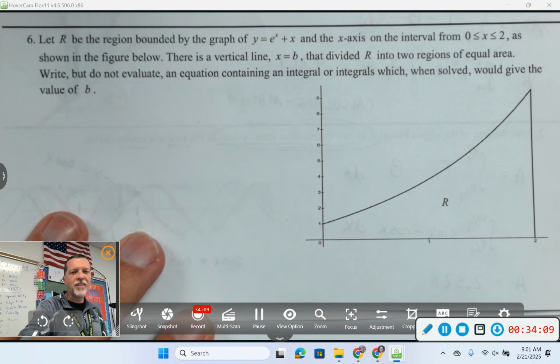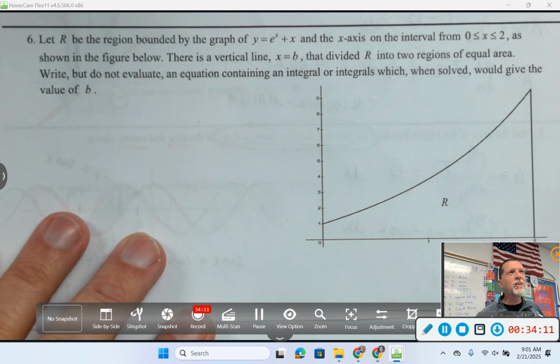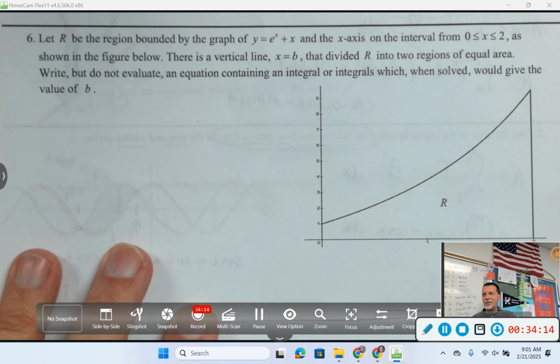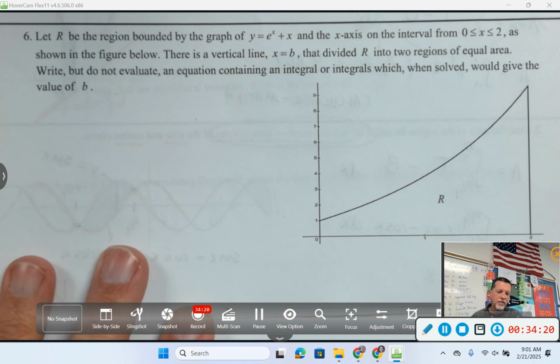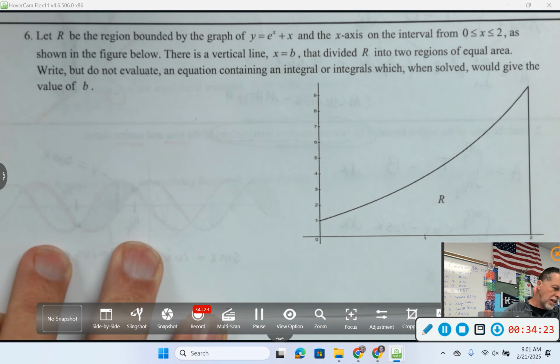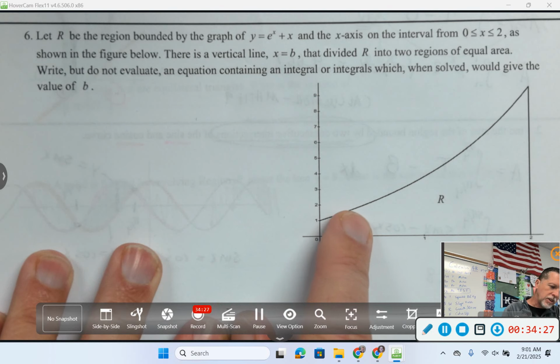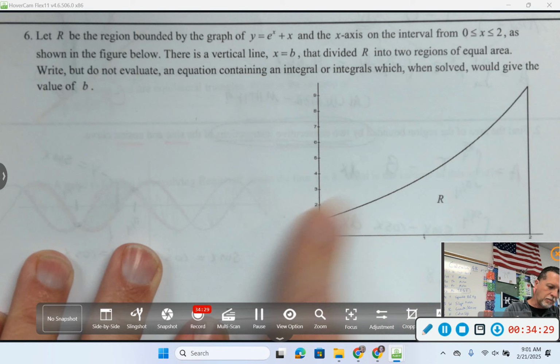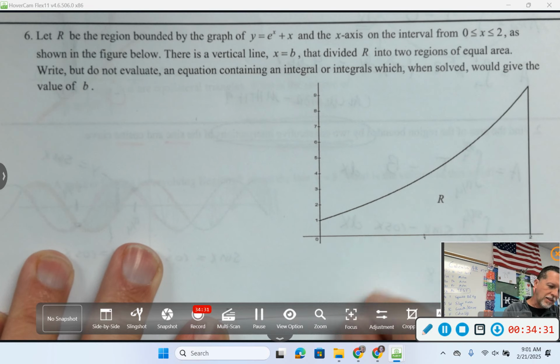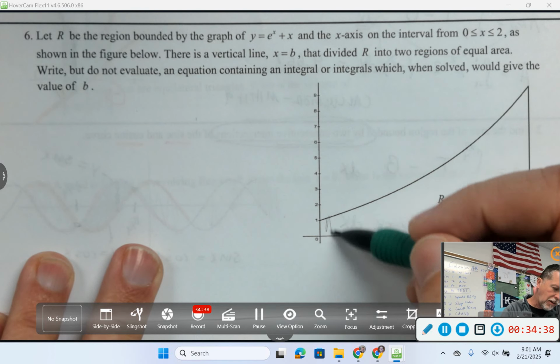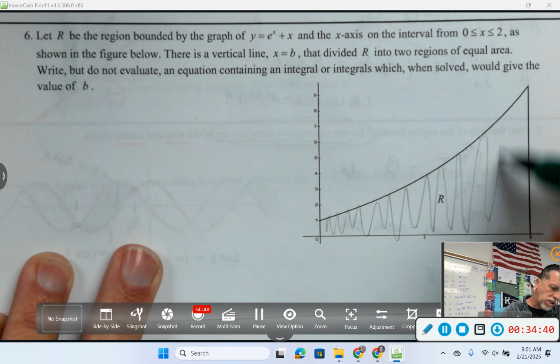All right, number 6. This looks terrible, but it's not nearly as bad as it looks. It's also a very common AP test question, even free response question sometimes. Let R be the region bounded by the graph of y equals e to the x plus x. So presumably they've given me that. And the x-axis from 0 to 2. Okay, so we're talking about this area. That's R.